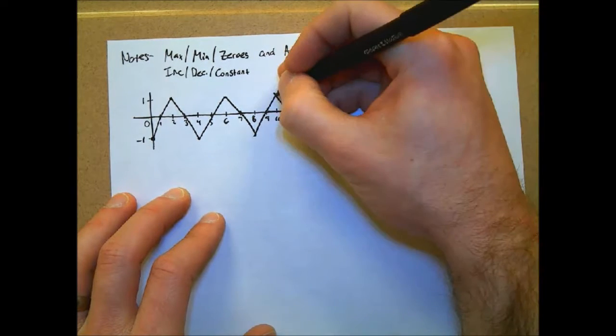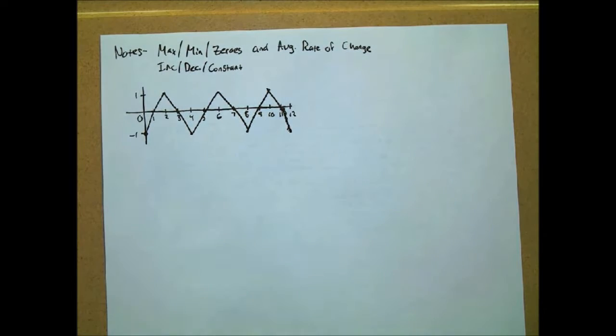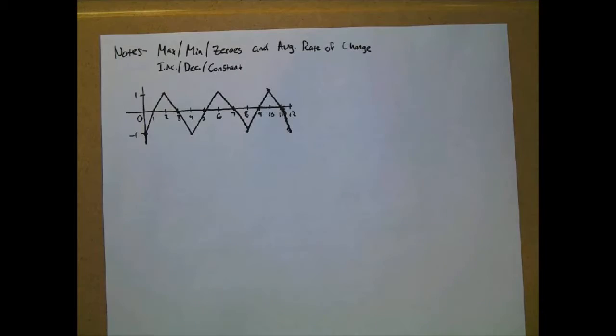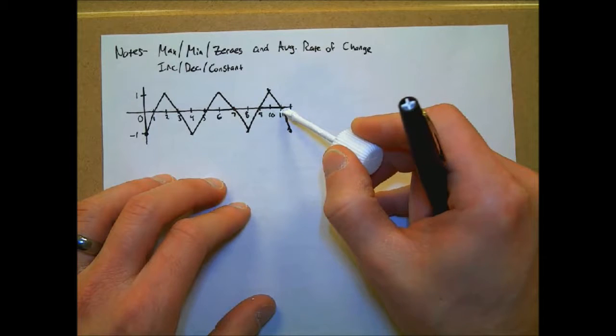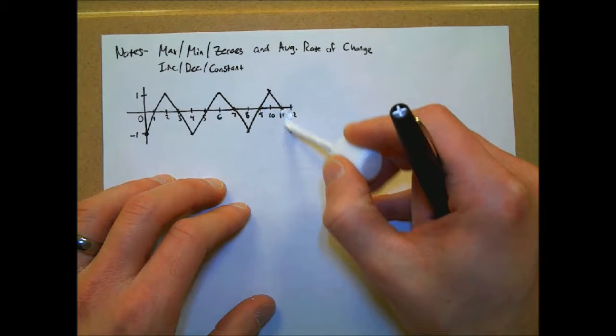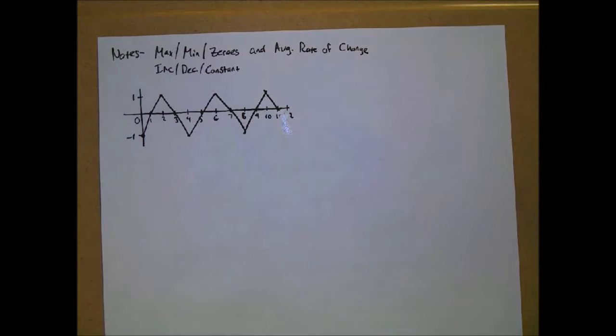Oh, wait, it stopped. Get some white out there. Okay, should stop at that. Fix that. Okay, that looks a little bit better. Not much, but better. So that's what our graph was. We're going to use this to answer some questions.